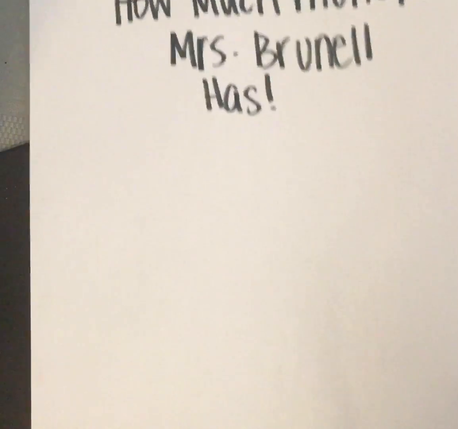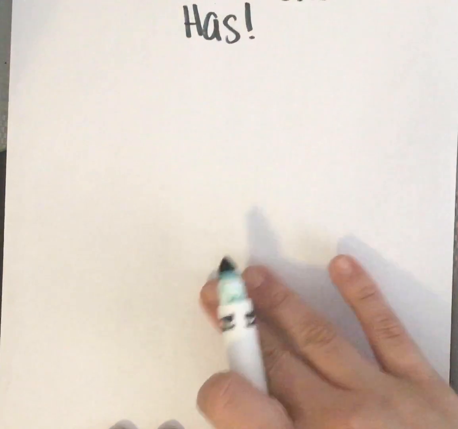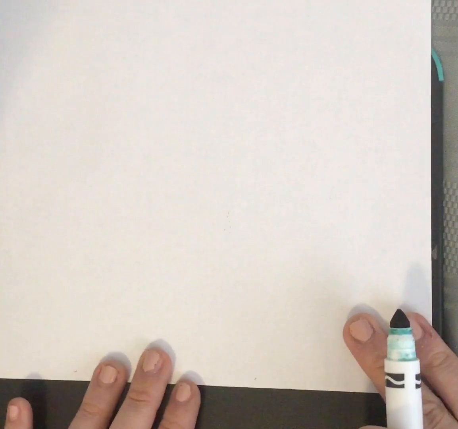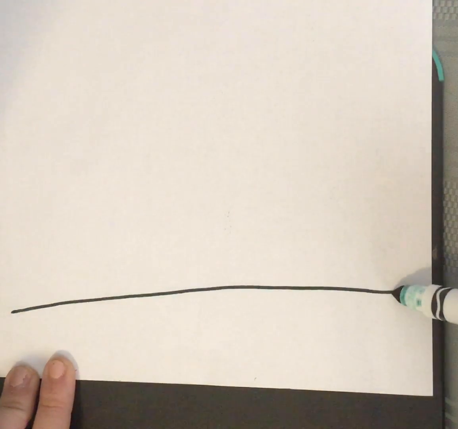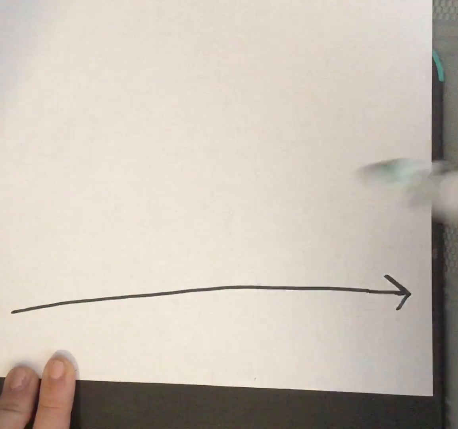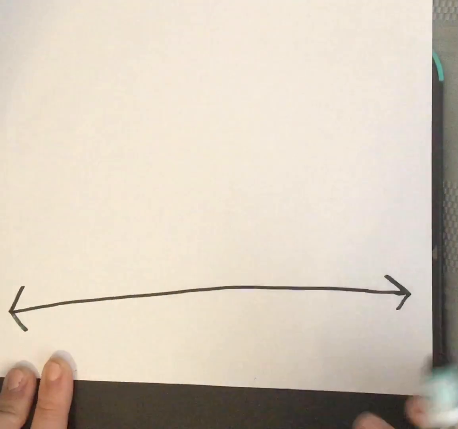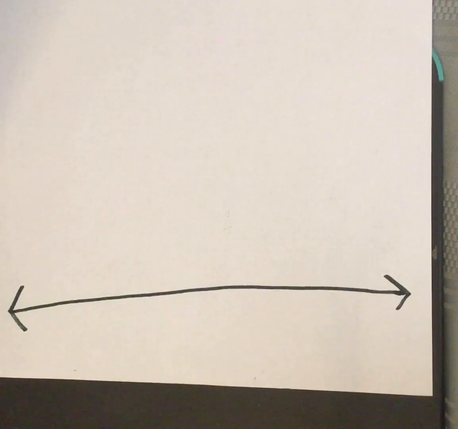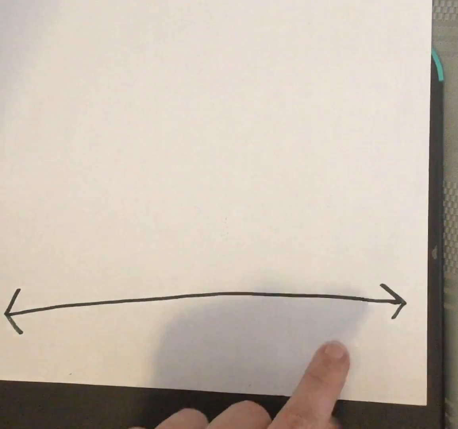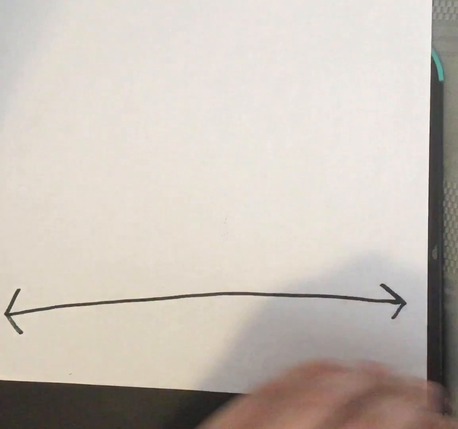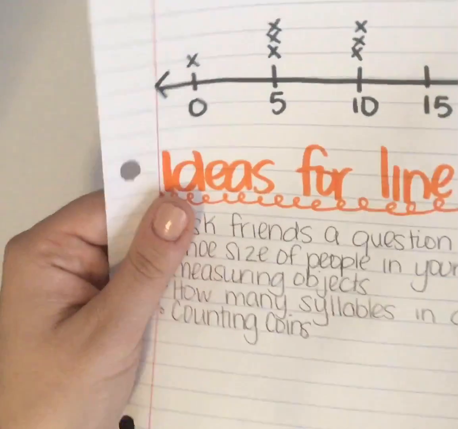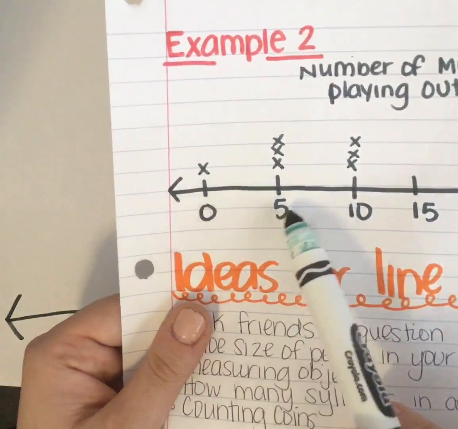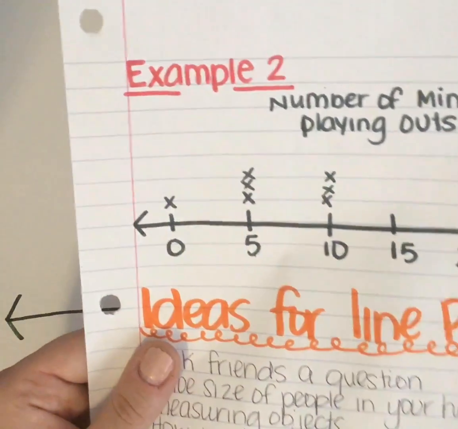So then under the title, I'm going to leave some space so I could plot out. So I might go to the very bottom of my paper and draw a straight line from the left to the right. And I'm also going to include arrows to show that this line could go on forever. Down below, I need to put the categories that I'm using. So in one example, we saw that they were counting by fives, the number of minutes.